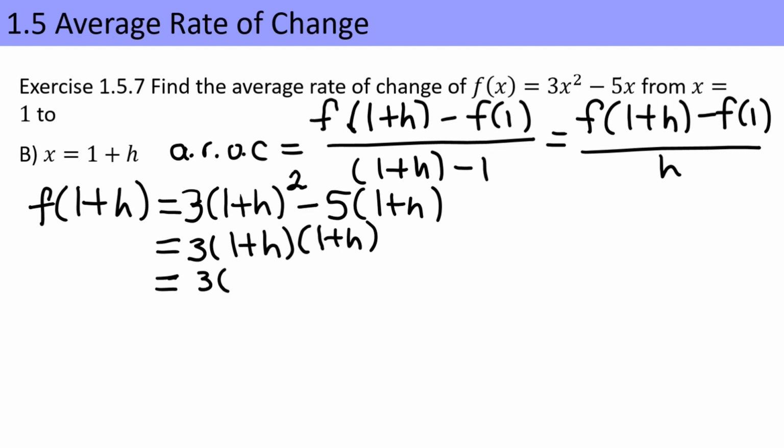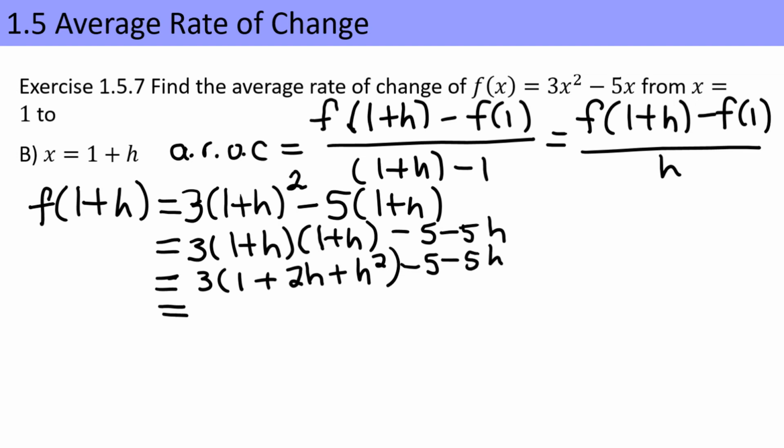So we'll have 3 times multiplying the two binomials. 1 times 1 is 1, plus the sum of the products of the inside and outside terms, which will give us 2h, and then plus h times h, which is h squared. Now let's continue by distributing the 5, so you get minus 5 minus 5h. I'll bring that down to the next line, minus 5 minus 5h. And one more, we'll distribute the 3. 3 plus 6h plus 3h squared minus 5 minus 5h.